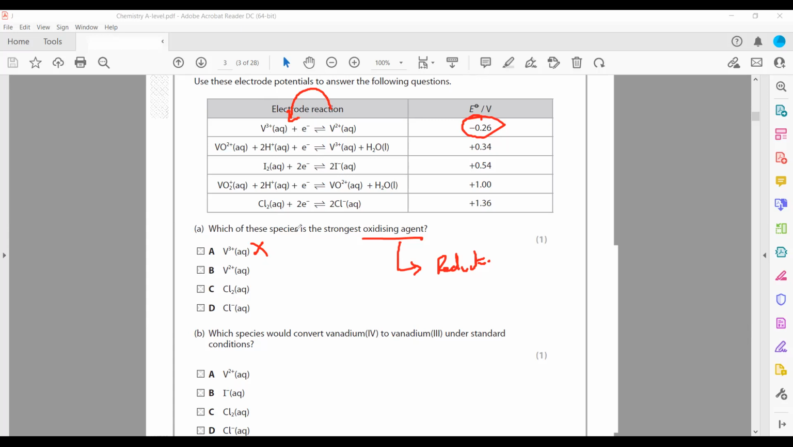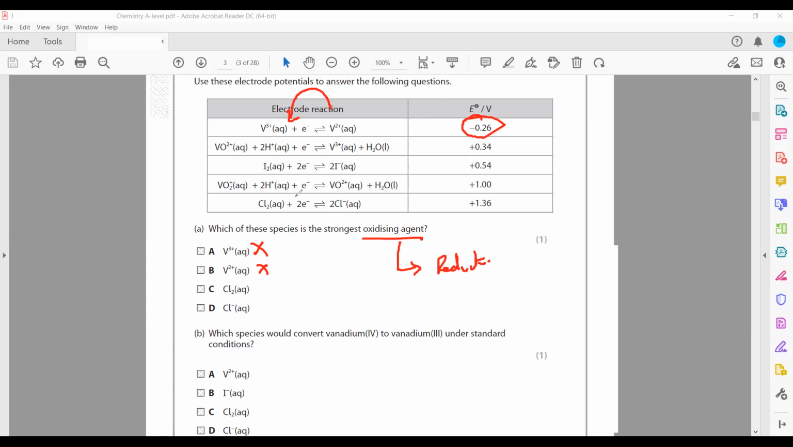Then for vanadium 2+, vanadium 3+ gains an electron and turns into vanadium 2+. So vanadium 2+ is not reduced, it is oxidized because it is losing electrons. Oxidation is a loss of electrons. So vanadium 2+ is not an oxidizing agent, it is a reducing agent because it is oxidized itself. As the voltage is negative, it means the reverse is more feasible than the forward. Then we are left with chlorine and chloride.